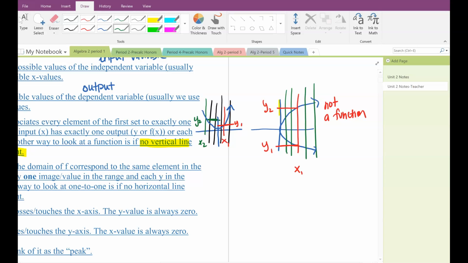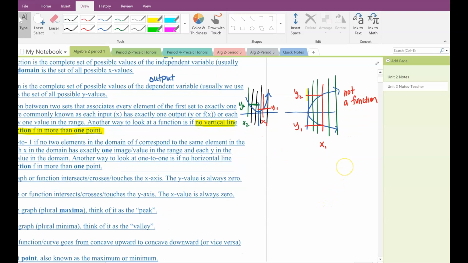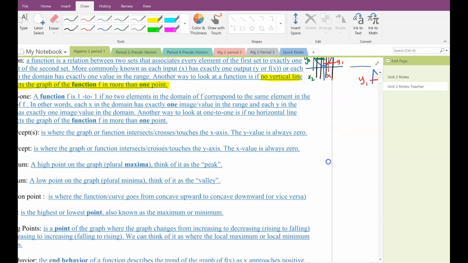So a function means that for every x, there's only one y, or it passes your vertical line test. When I say pass, it cannot intersect more than once.